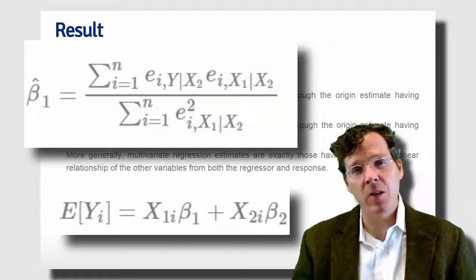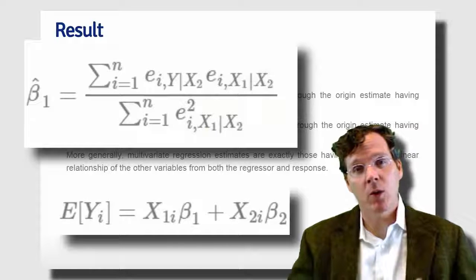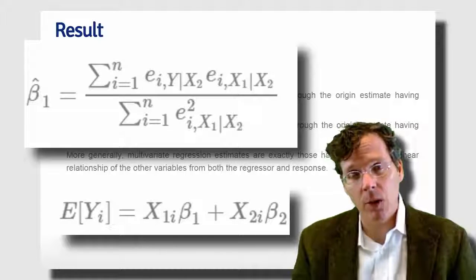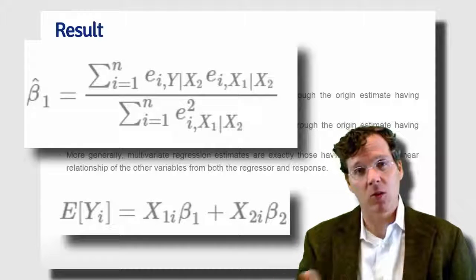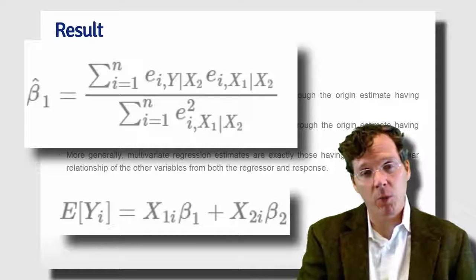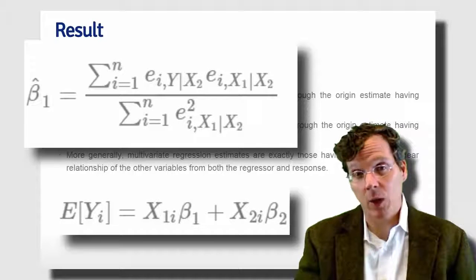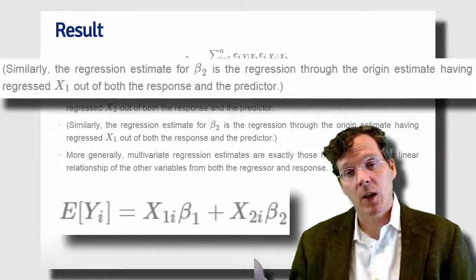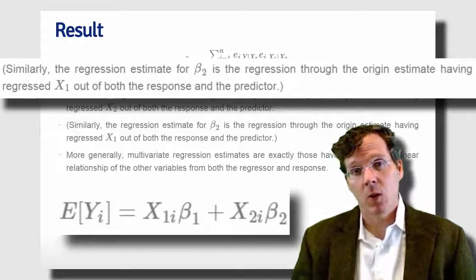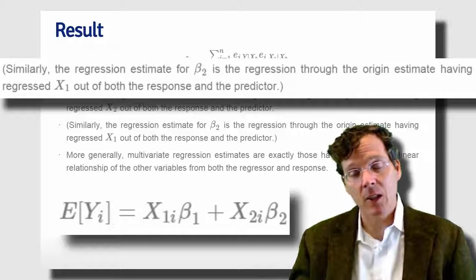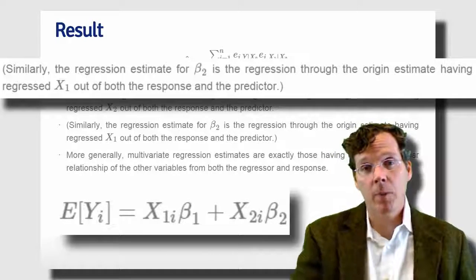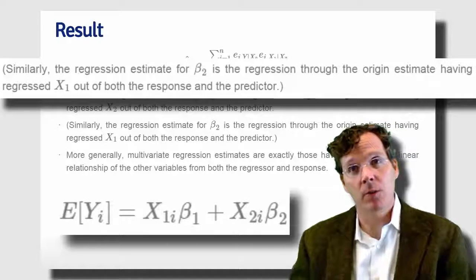So that's the sense in which, in multivariable regression, the coefficient for x1 has been adjusted for the effect of x2, because the linear effect of x2 has been removed from both the response y and the first predictor x1. Similarly, the same thing could be said about the coefficient for x2, beta 2. Once we get its estimate, beta 2 hat, it is what you would get if you were to remove the linear effect of x1 out of both the response y and the second predictor x2.